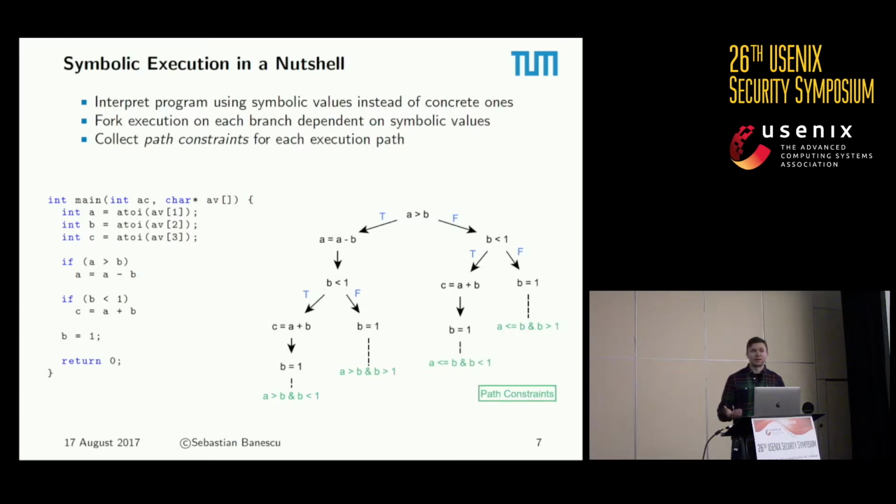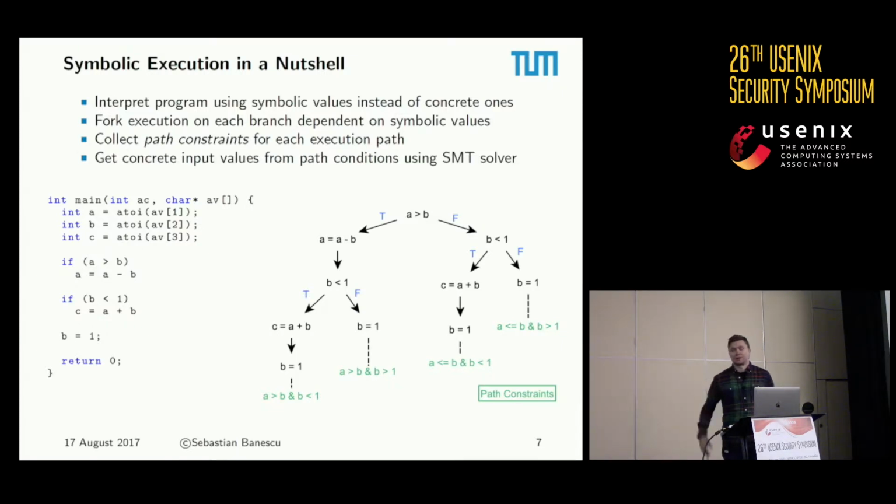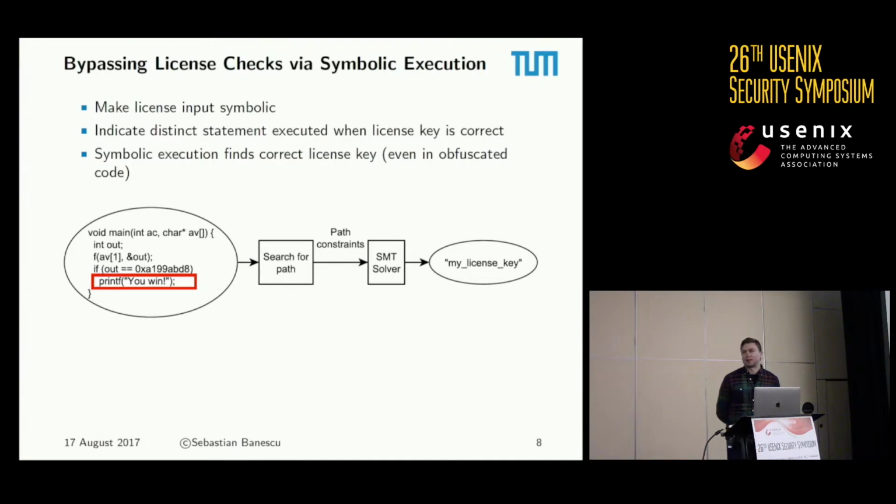At the end of an execution path, these path constraints are sent to an SMT solver, which tries to find a certain assignment to all of the variables, and if it is able to find an assignment, you now have an input which can take you along that path in the code. So based on symbolic execution, you can see that you can use this attack or this program analysis technique to attack license checkers.